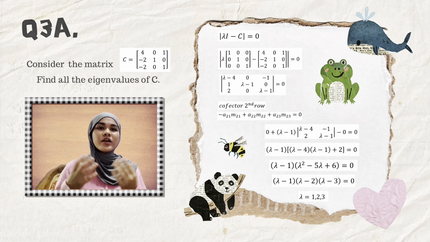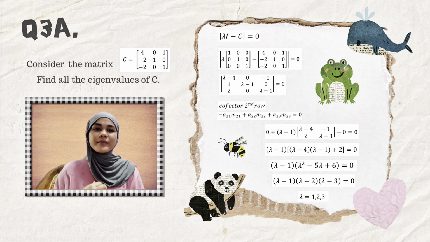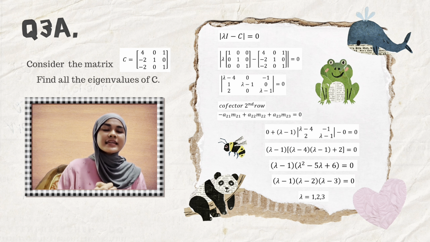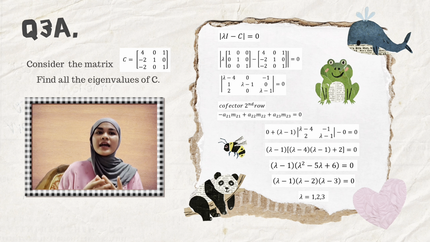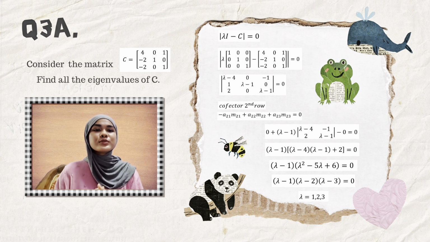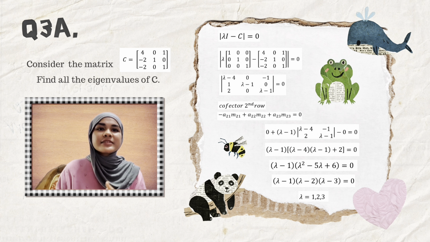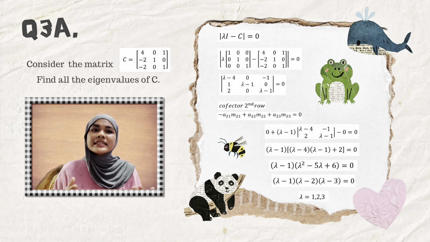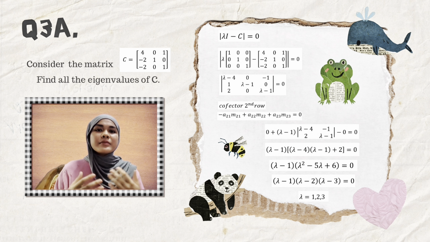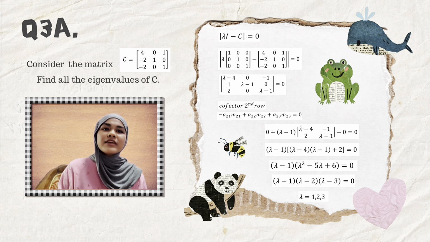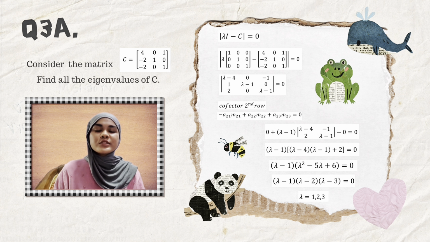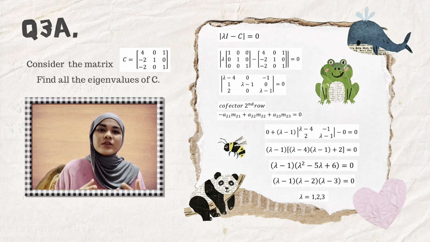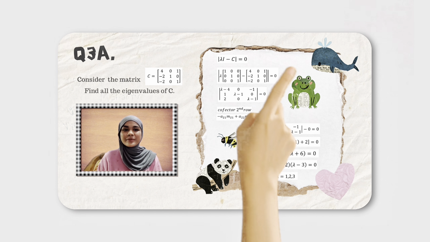Question 3a, we are asked to find all the eigenvalues of matrix C. First, we find the characteristic equation by calculating the determinant of lambda I minus C and set it equal to 0. After expanding and simplifying the determinant, we obtain the characteristic equation: lambda minus 1, lambda minus 2, lambda minus 3 equals 0. Therefore, the eigenvalues of matrix C are 1, 2, and 3. These eigenvalues will be used in the following questions.